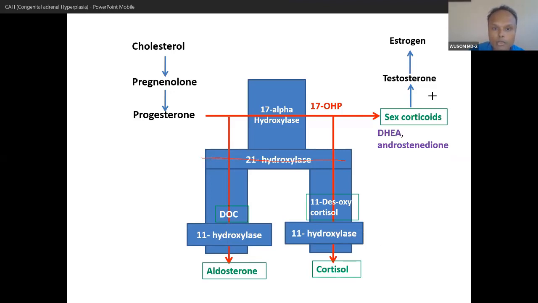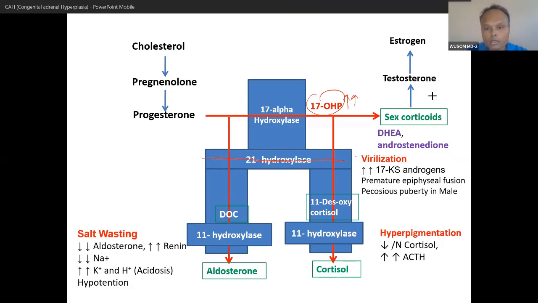If 21, yes? Sex corticoid will be very high. This 17 OHP will be very high and sex corticoid will be very high. What is the presentation related to sex corticoid? Virilization. So in such a condition, if there is 21 hydroxylase deficiency, there will be virilization. And at the same time, this will be deficient.